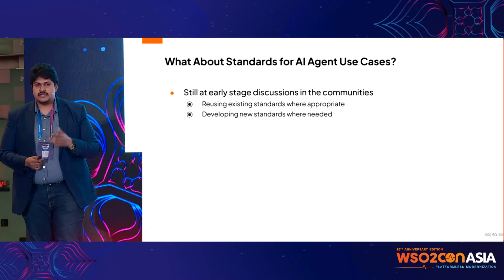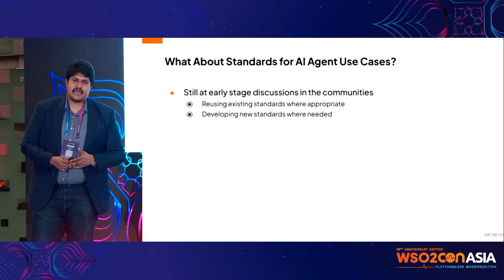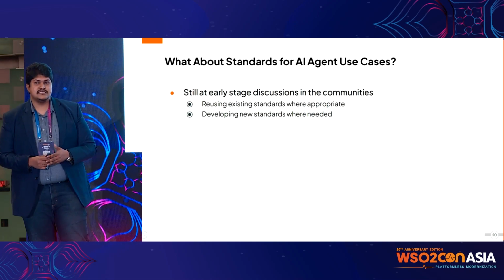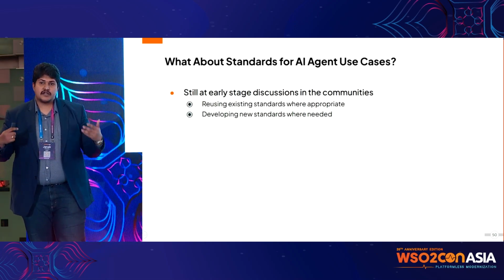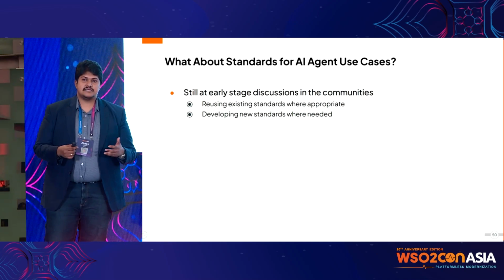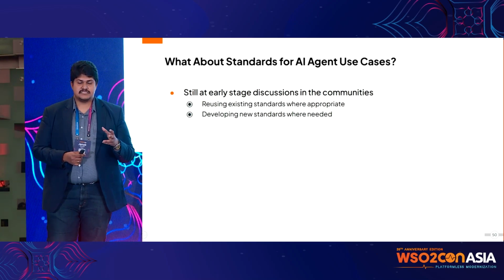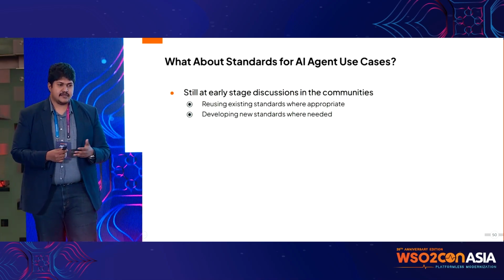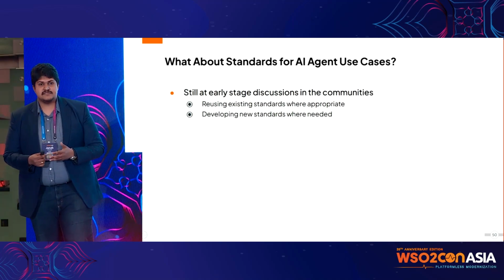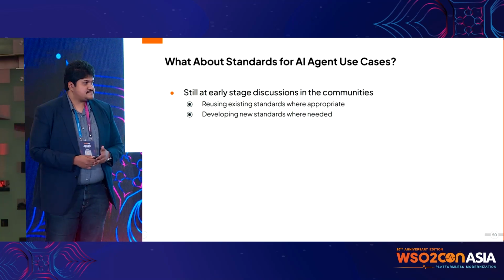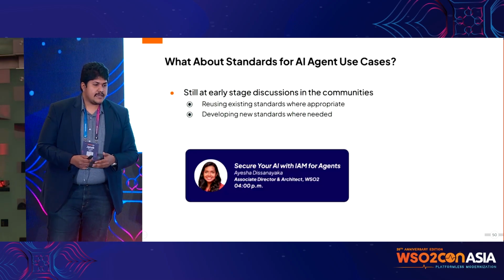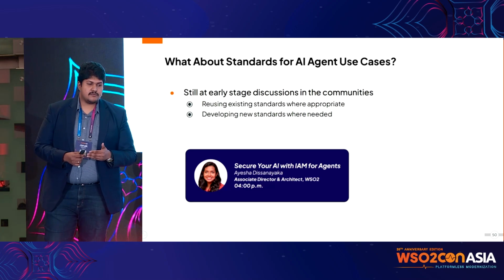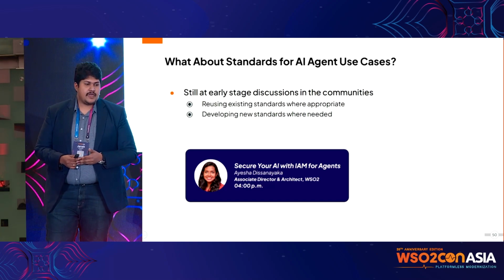So when I was going through these scenarios, I didn't touch upon any agentic cases. You all might be wondering why. It's still at an early stage of discussion in communities, and we are also part of these discussions. There are some standards available today that will help bridge the gaps that AI agentic use cases need, but there are several gaps that require new specifications. If you're interested in this topic, I highly recommend that you attend the next session by Ayesha Disanayake, where she will talk about how to secure your AI with IAM for agents.